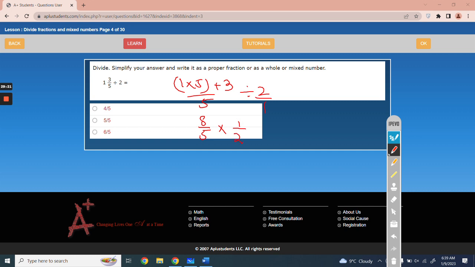So it will be then 1 over 2. Got it? Just do numerator times numerator and denominator times denominator. 8 times 1 is 8 and 5 times 2 is 10. So we'll just look for a common number. The common number is 2. So 2 times 4 is 8 and 2 times 5 is 10. So it is 4 over 5. Got it?